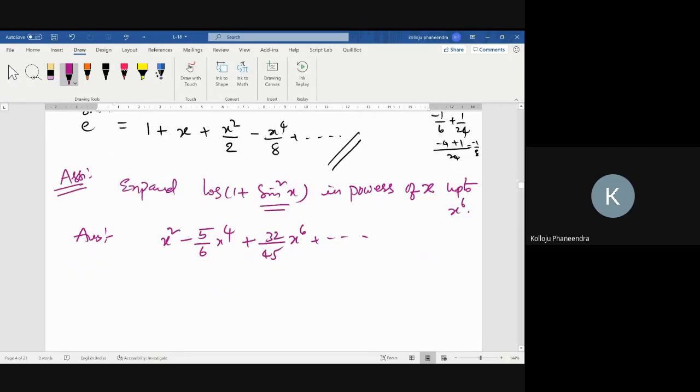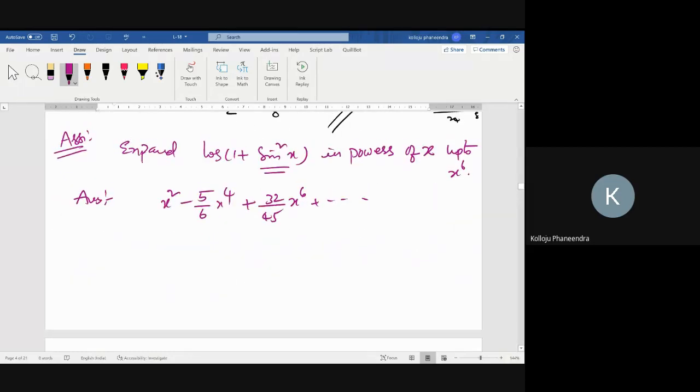Now, do you know Leibniz rule for successive differentiation? Leibniz rule for successive differentiation? Anyone answer? No, sir. Successive differentiation.